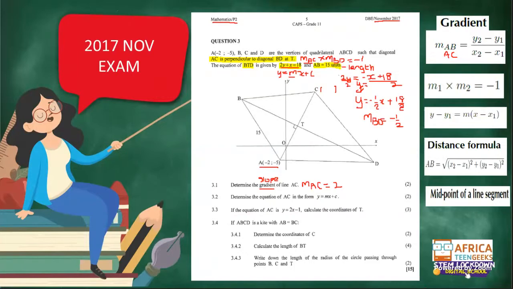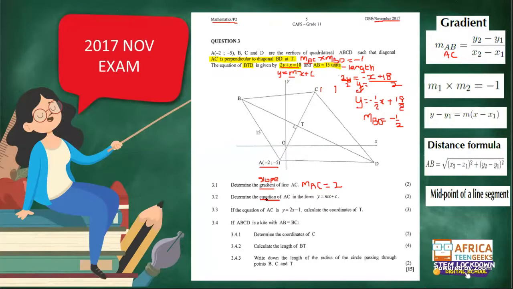So do you guys understand? Can we move to 3.2, or do you still need an explanation of what we did here? Okay, so in 3.2, you are required to determine the equation. So you have to determine the equation of AC and write it in the form y equals mx plus c.